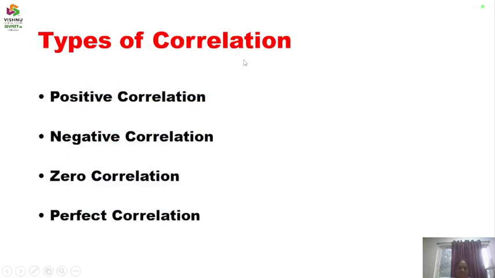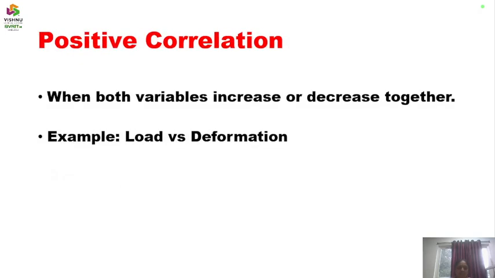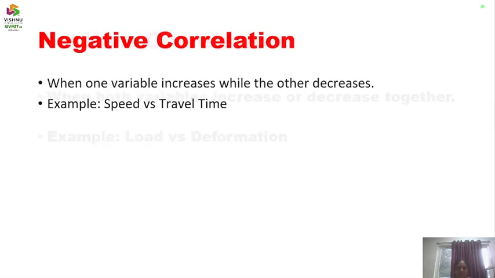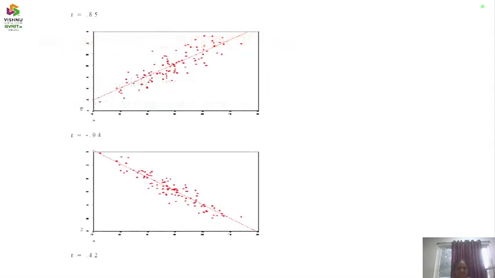Coming to the types of correlation: positive, negative, zero, perfect correlation. Next, positive correlation: both the variables increase or decrease, then you can say positive correlation. An example is load and deformation. Negative correlation: when one variable increases while the other decreases, for example speed and travel time, right? So here you can see the positive and here I kept the negative, right?